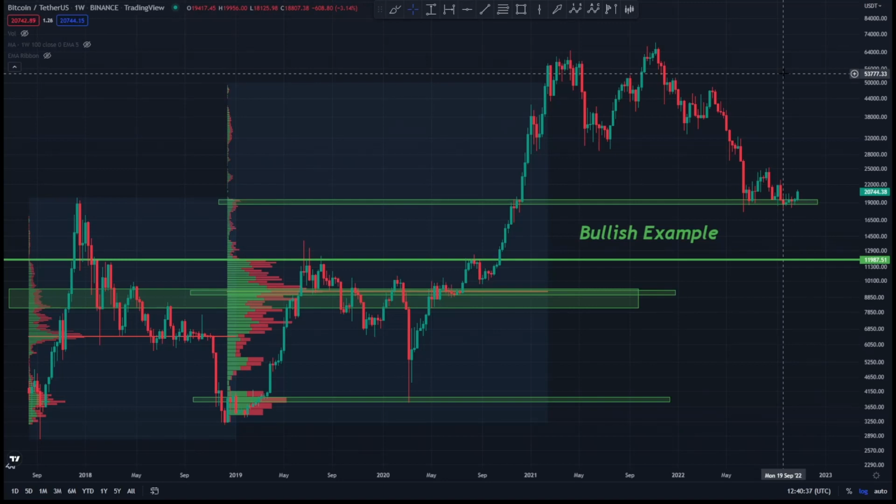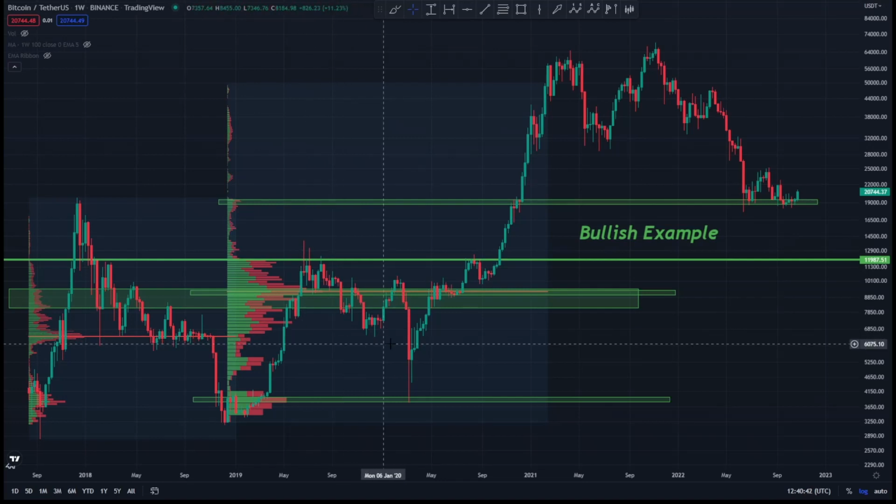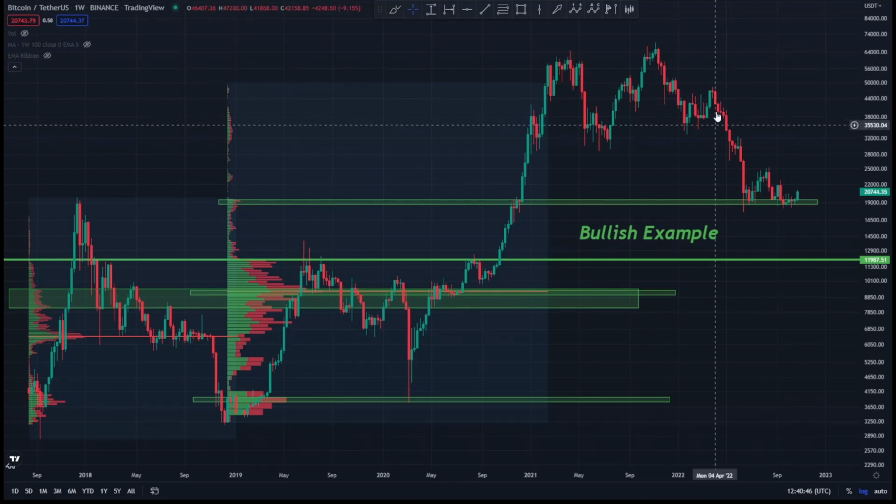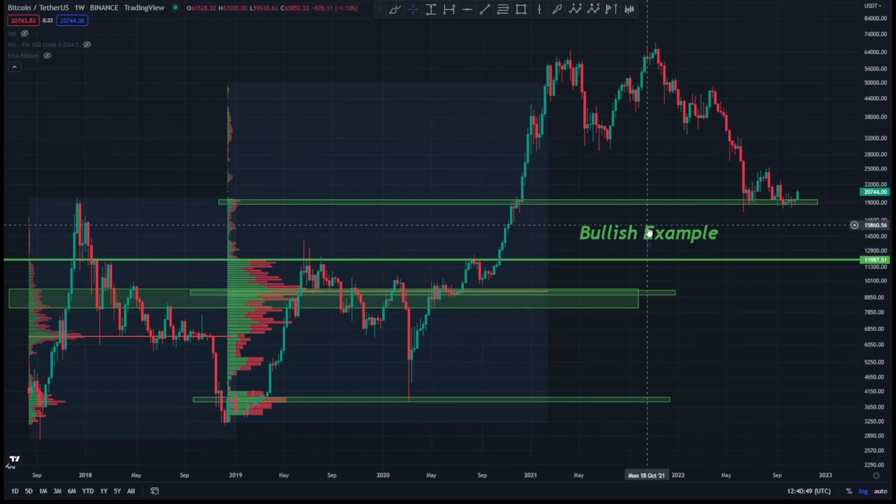Today we're going to talk about volume profiles, specifically the fixed volume profiles, but we're also going to talk about the volume profiles for the visible range, better known as the VPVR. Now, these tools are both free on TradingView if you know what you're doing, so let's dive right in.